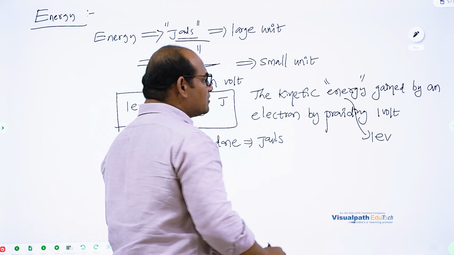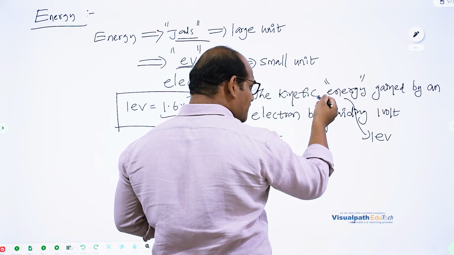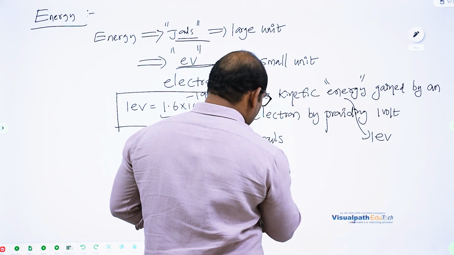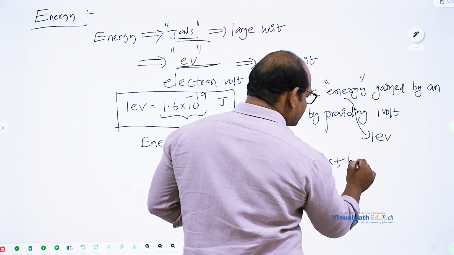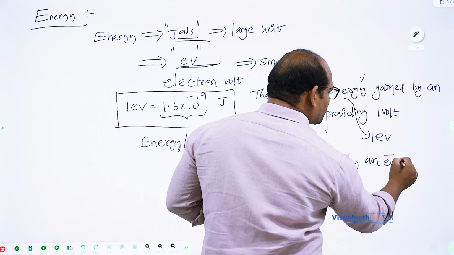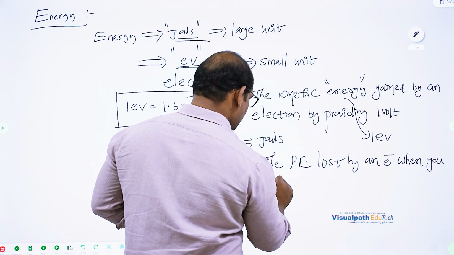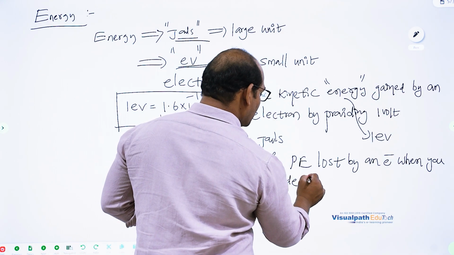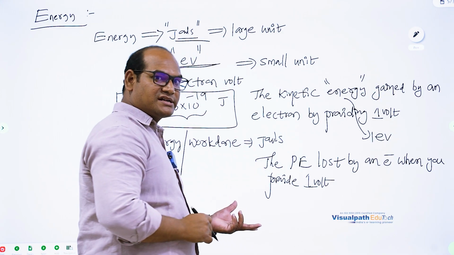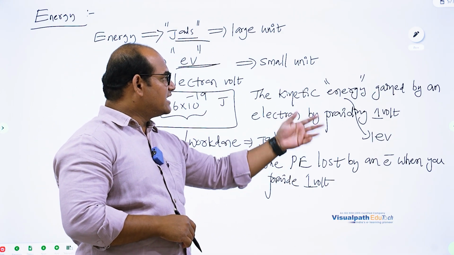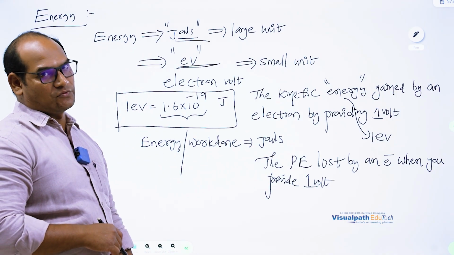Okay. Or we can tell, because it is gaining the kinetic energy, it is losing the potential energy. So the definition can be given in a different manner also: the potential energy lost by an electron when you provide 1 volt potential. Okay, both are the same. Losing the potential energy, gaining the kinetic energy, both are the same. In this manner, we have defined this electron volt.